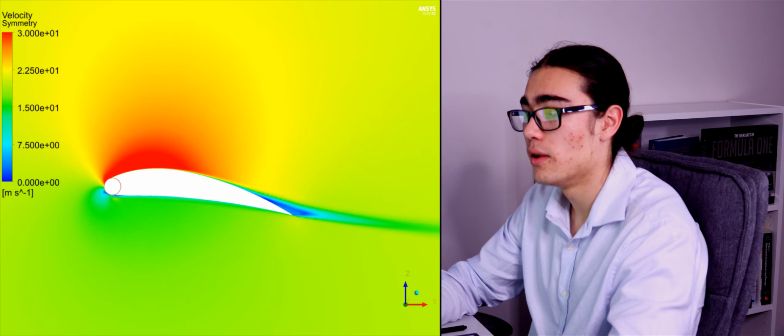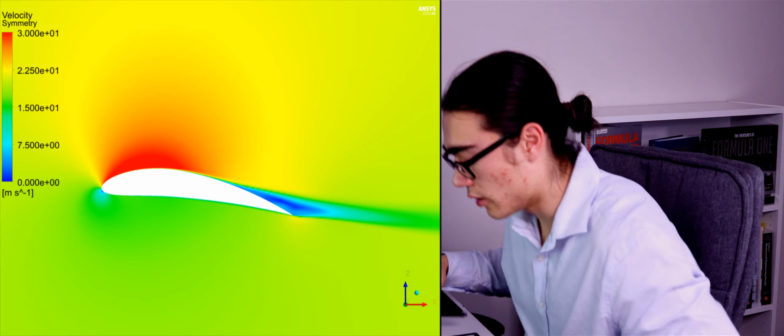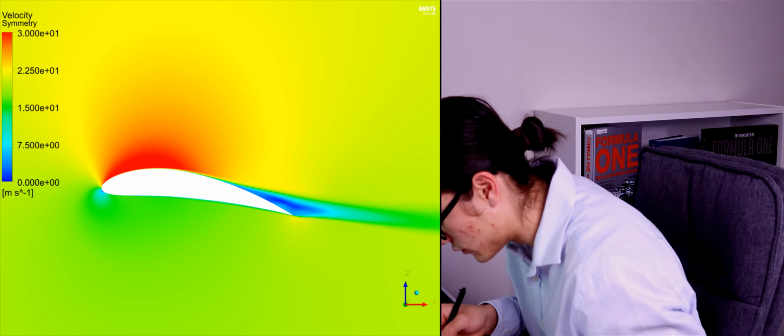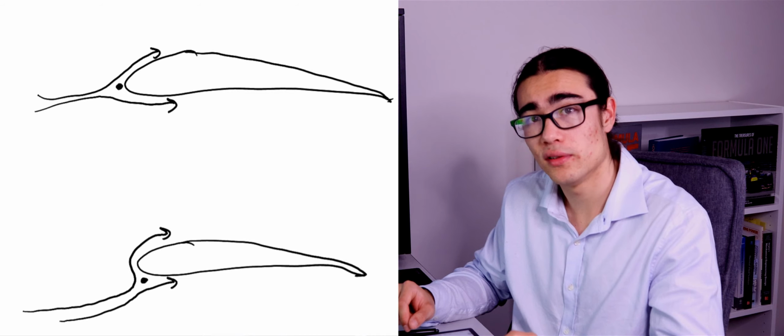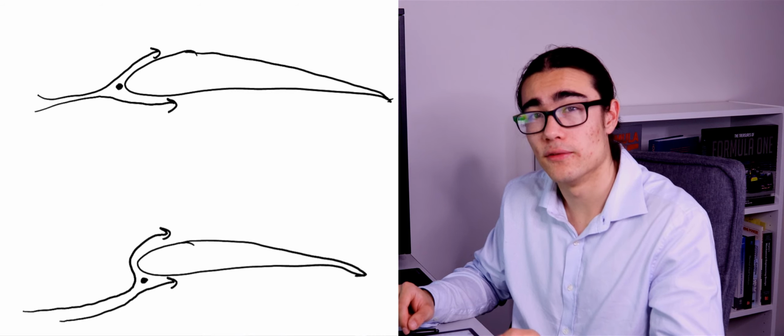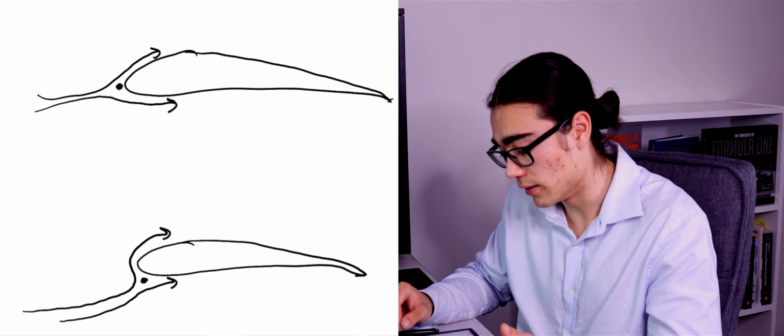Now, this is important. Your stagnation point can affect a few things. So I'll draw out a brief sketch. The sketch shows two airfoils, one where the stagnation point is very much on the front and one where the stagnation point is much more underneath.